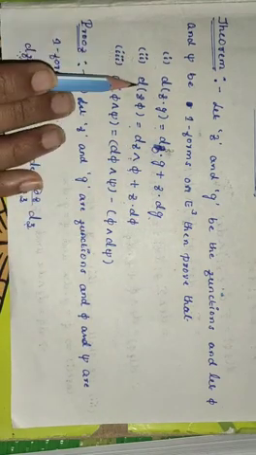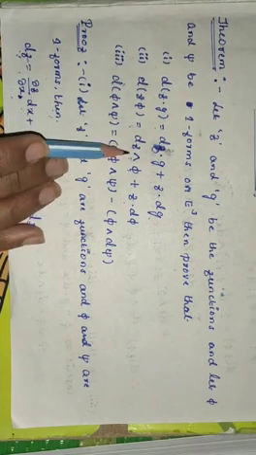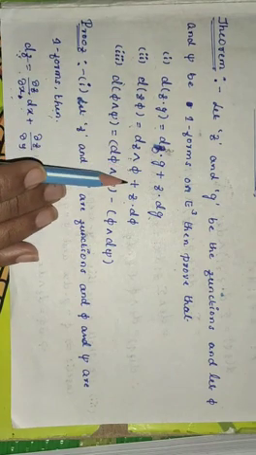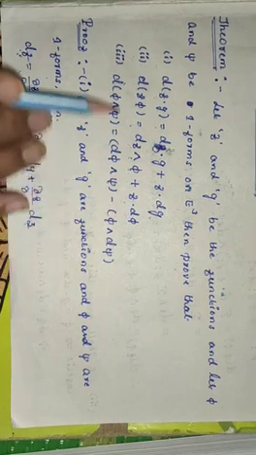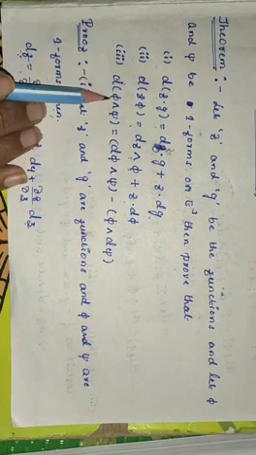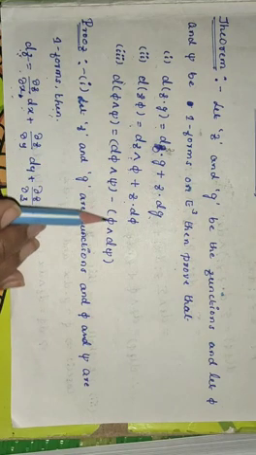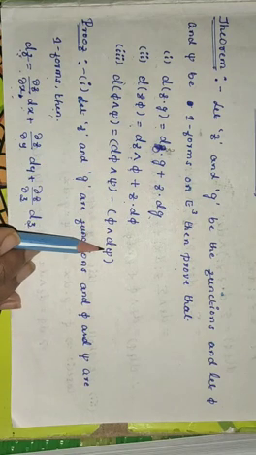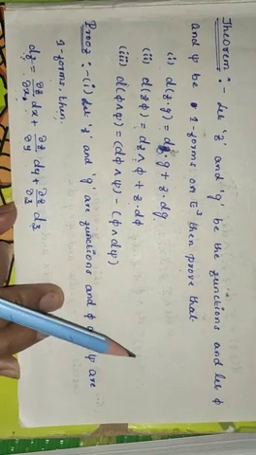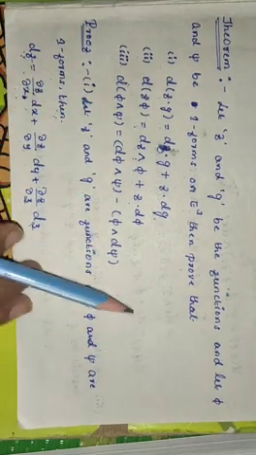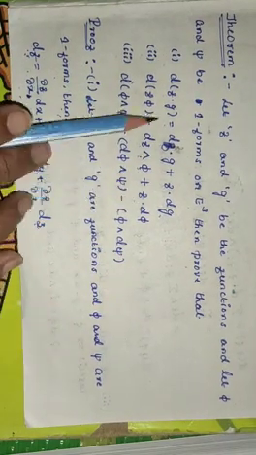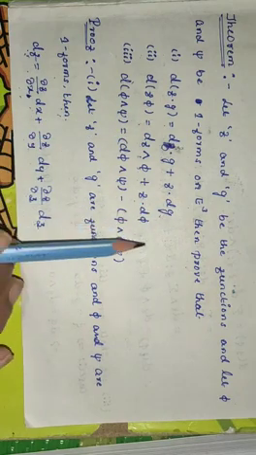And the second one is d of f into pi equals df wedge pi plus f dot d pi. And the third one is d of pi wedge psi equals d pi wedge psi minus pi wedge d psi. Okay, so this is the statement of the theorem. Now let's start to prove it, one equation at a time.